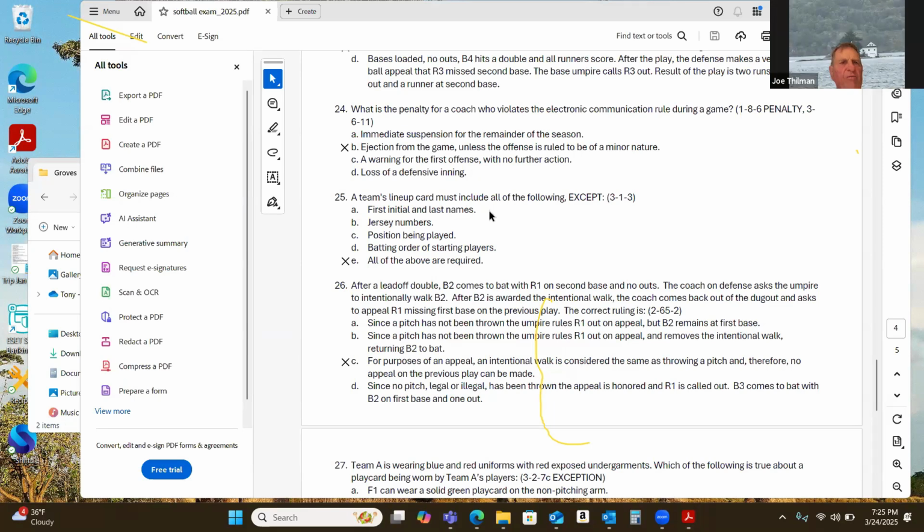Remember 24? 24 was B, ejection from the game unless the offense is ruled to be of a minor nature. What I was just saying is that if it's major, the rule supports you ejecting that coach from the game. But if it's kind of a, hey, I was out of the dugout when I was communicating with the player, or I didn't know, then if it's a small thing, correct it and give them a warning and move on, or restrict them to the dugout. But certainly the second offense, you would eject them from the game.